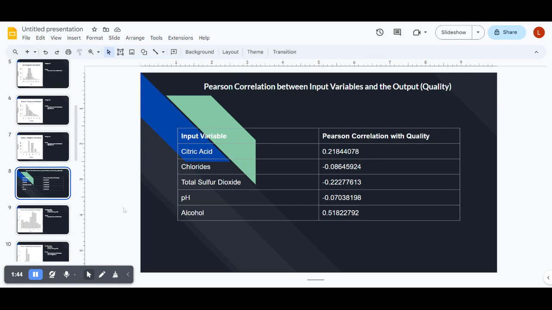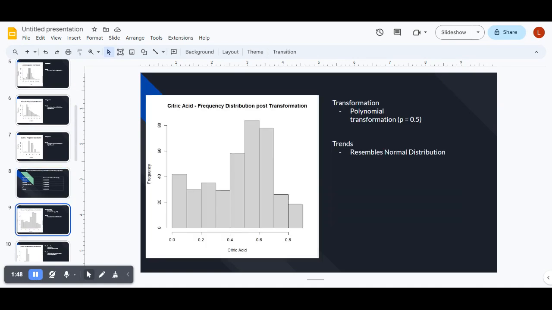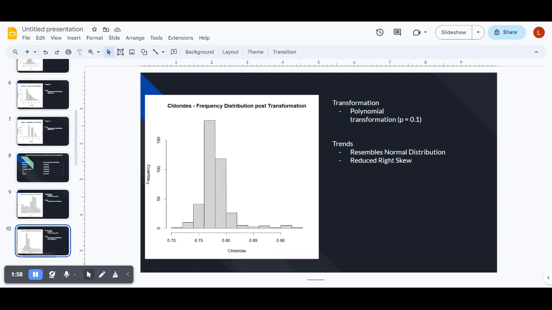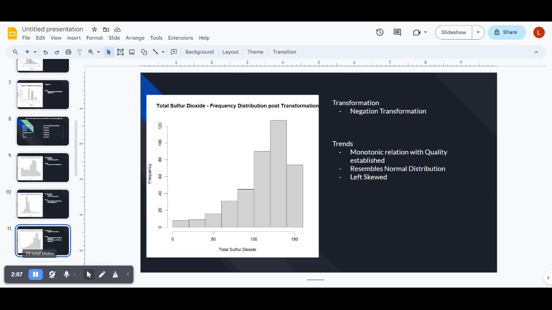After selecting the four most appropriate input variables, we need to perform transformations. We perform a polynomial transformation on citric acid as it was previously right skewed, and the p-value chosen is less than 1. For chlorides, we also perform a polynomial transformation, and since it was previously right skewed, we chose a p-value less than 1 to be 0.1.